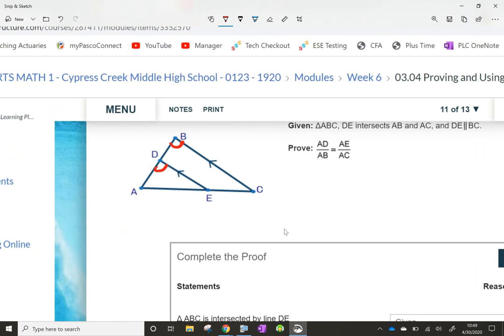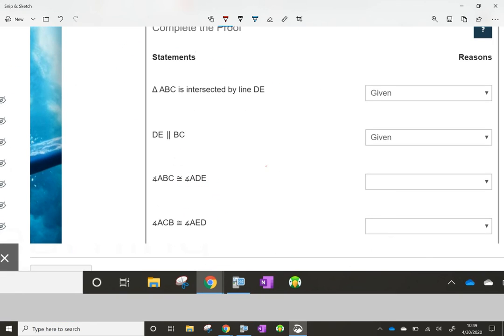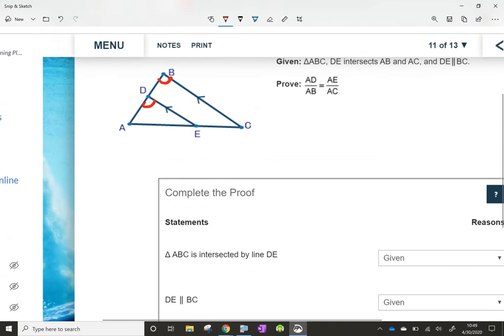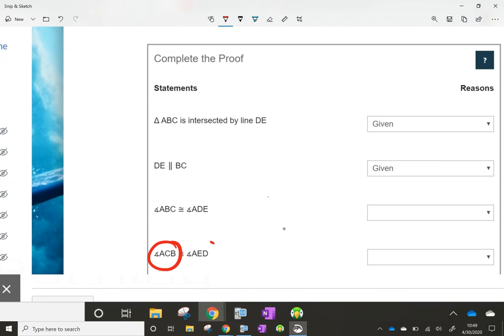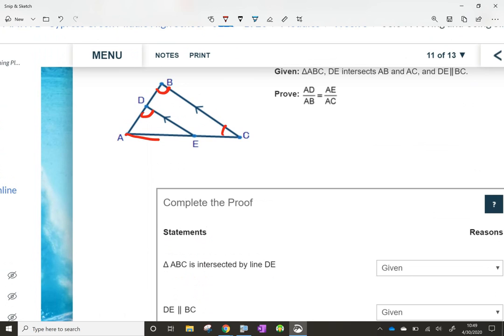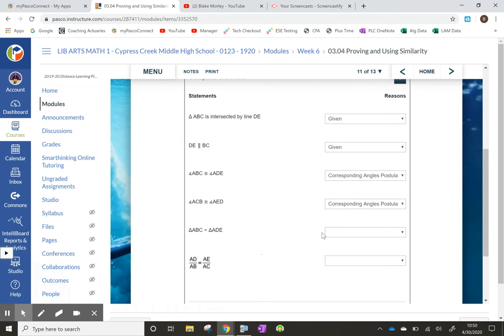Now, for the exact same reason, the next statement is also corresponding angles postulate. So if I explain that one, this is saying angle ACB, which is going to be this wedge here, is congruent to AED. So AED, again, is this wedge here. So it's saying these two angles, and again, yes, they are congruent because they are corresponding angles. Angle E does correspond with angle C. They're just in separate triangles. Okay, and again, we know that because of the parallel lines. You guys will learn a lot more about that in geometry next year.